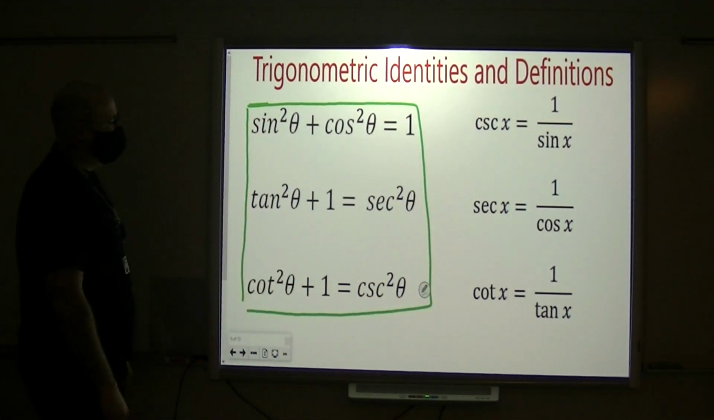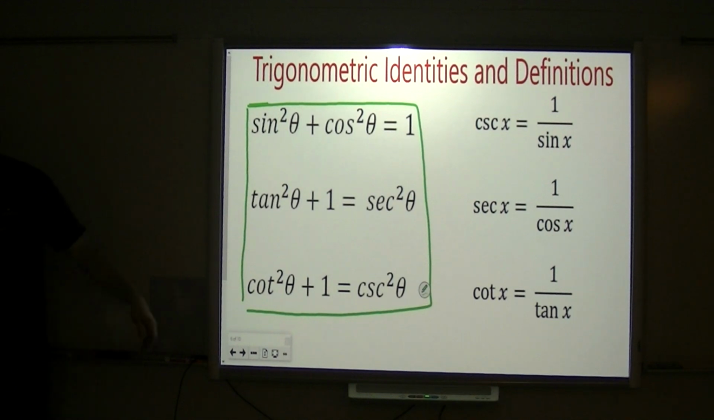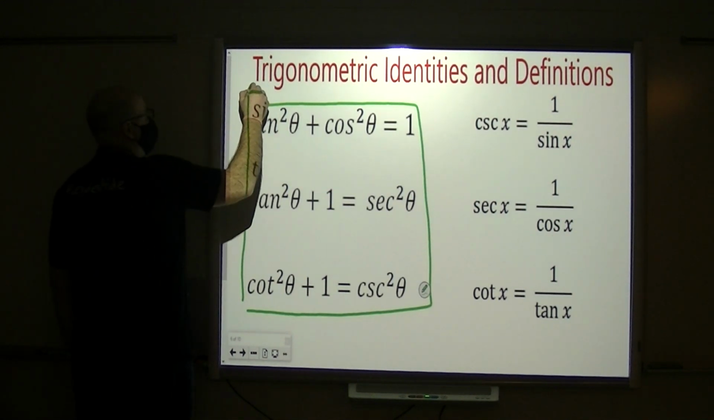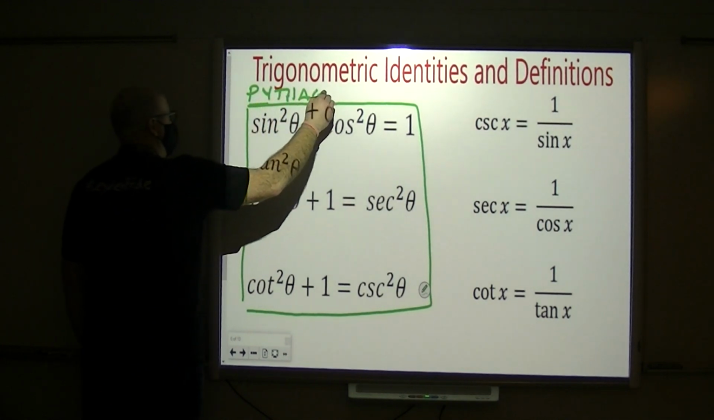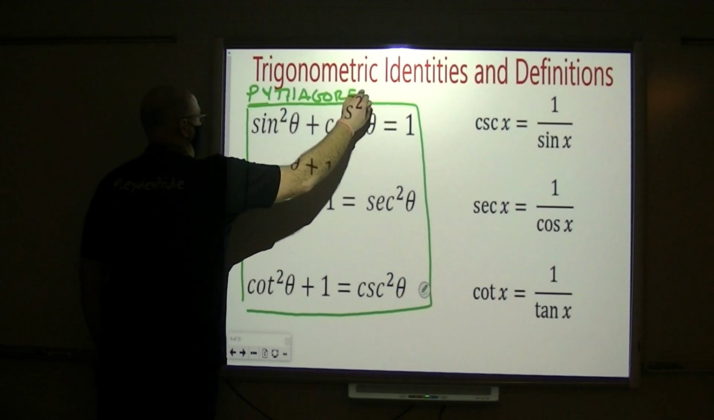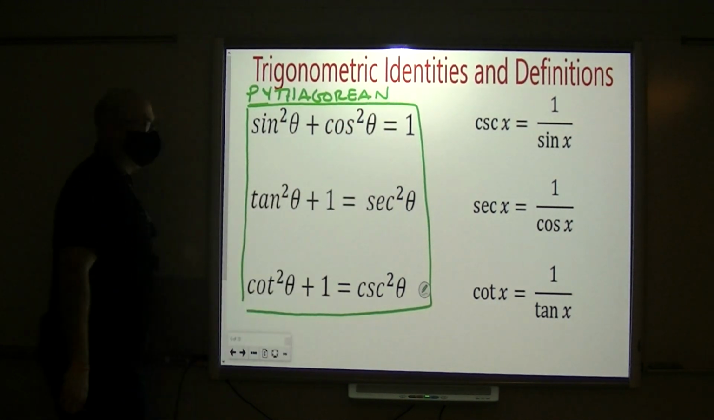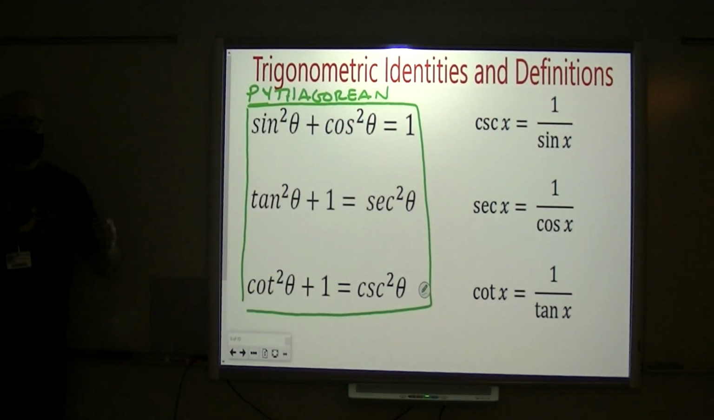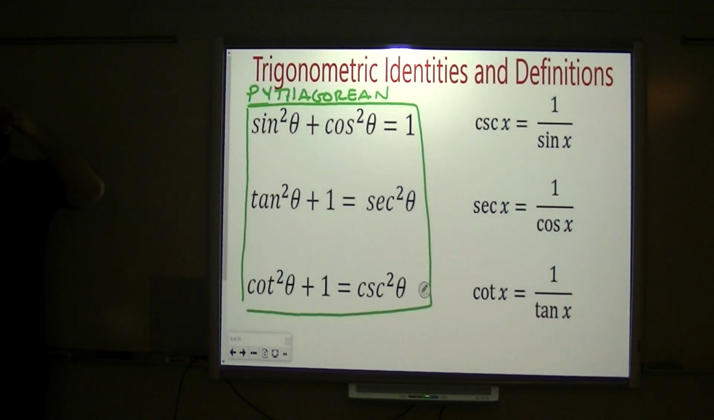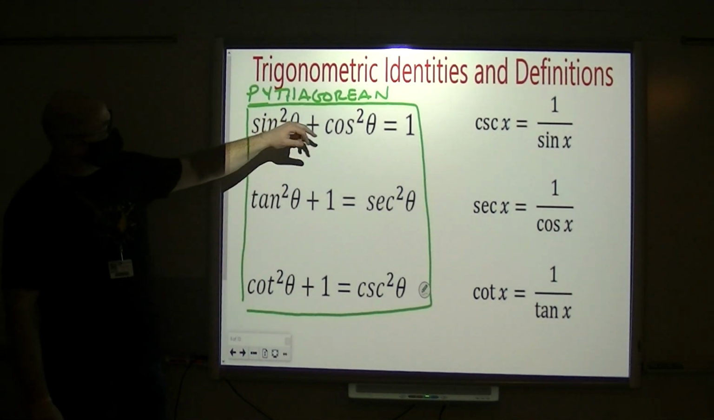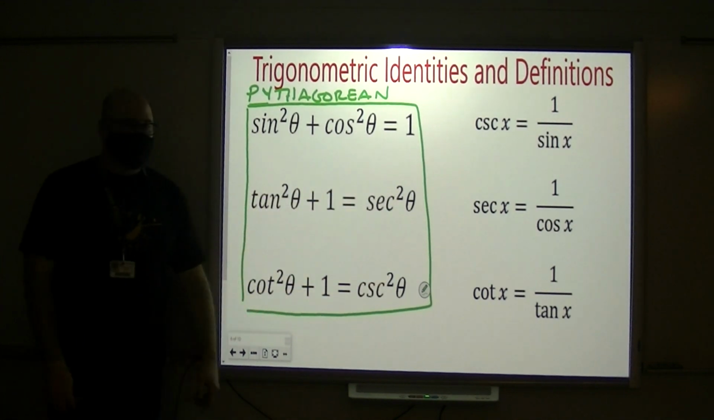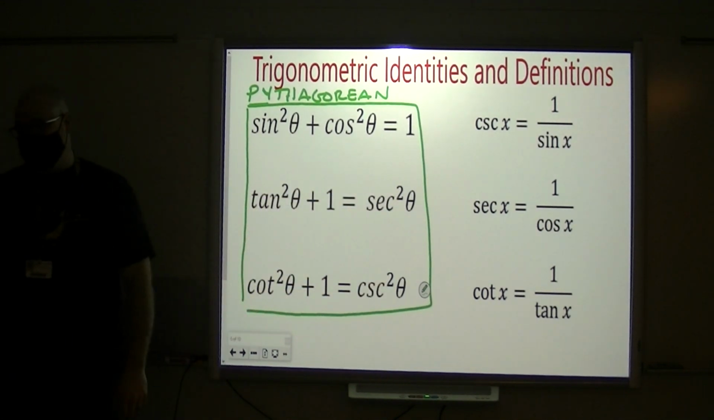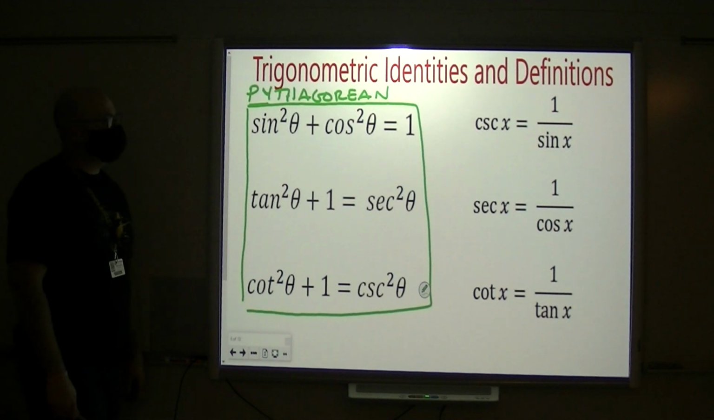These three identities right here, the ones that have all the squareds in them, these are called the Pythagorean identities. They're Pythagorean identities because they have squared values, for lack of a better word. There's probably a deeper explanation for that, but we'll leave it at that.